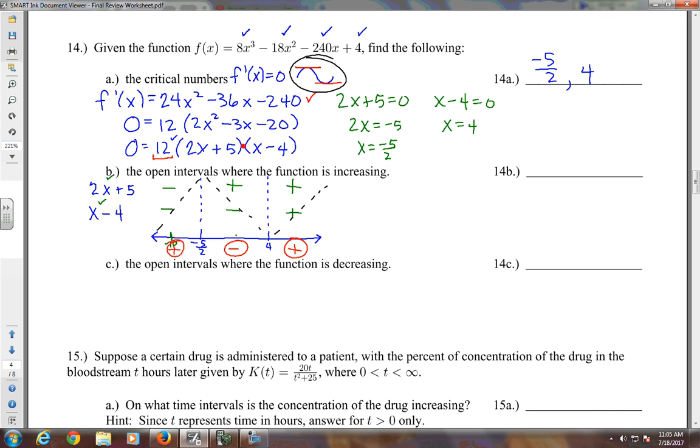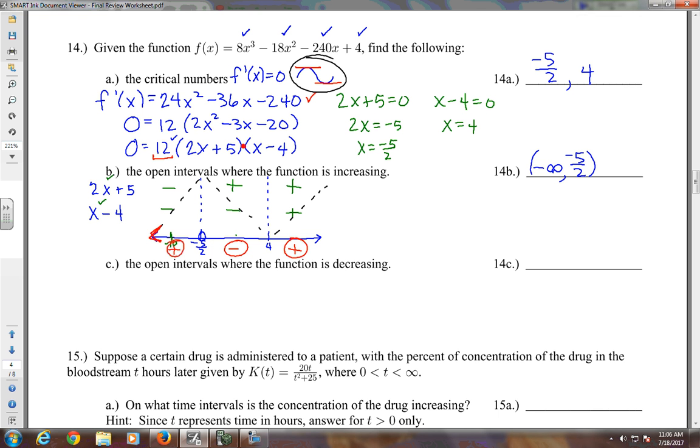So I'm going to read my graph from left to right. The leftmost value where my derivative is positive goes on to the left forever, so we're going to read that as negative infinity. Then it goes up to our critical number, negative 5/2. I'm going to use an open interval because at negative 5/2, the derivative is 0. It's not positive. Then in between, it's negative.